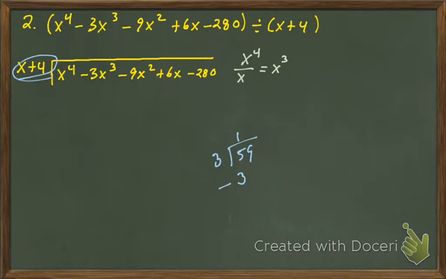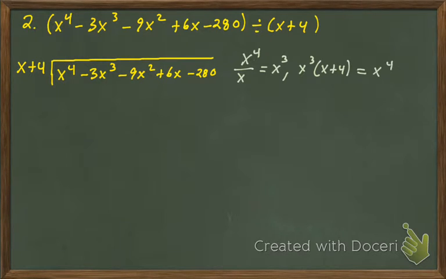So we're going to have a little bit extra when we're doing the multiplication. Okay, so we figured out it was x cubed, and so we'll do x cubed times x plus 4. That's going to give us x to the fourth, and then plus 4x cubed. Okay, so x goes into x to the fourth, x cubed times x cubed is x to the fourth, and 4 times x cubed is 4x cubed.